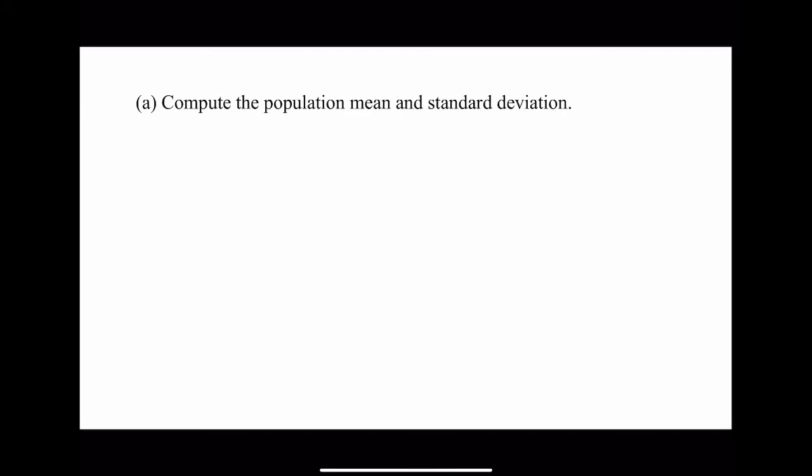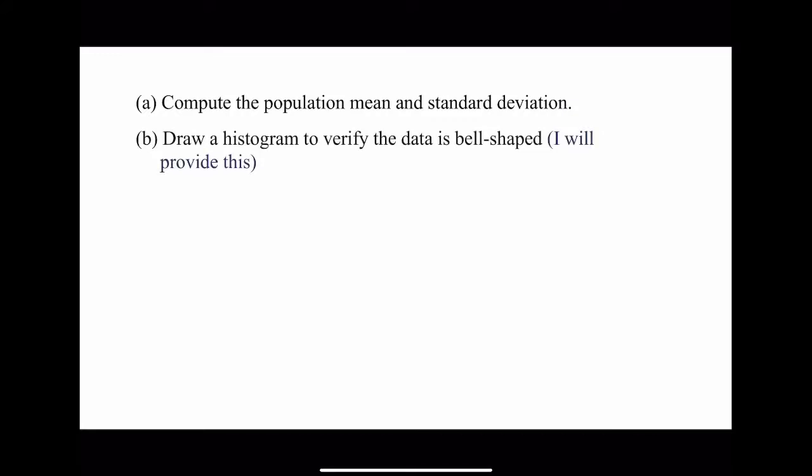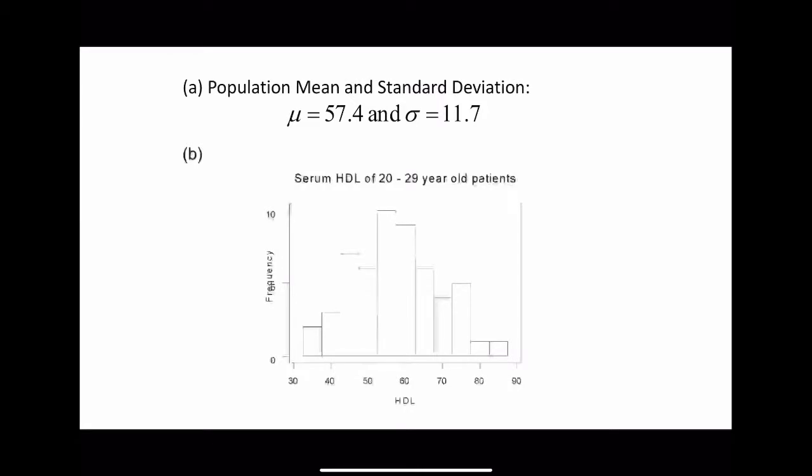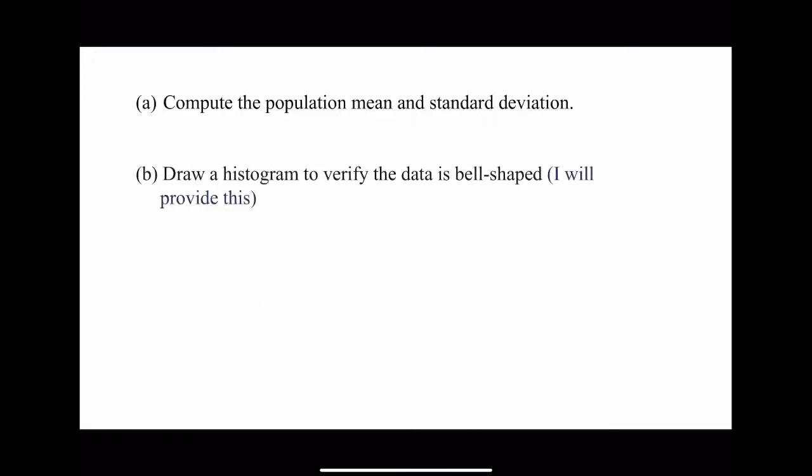So first thing you want to do, compute the population mean and the standard deviation. Second, we're going to draw a histogram to verify the data is bell-shaped. Population mean and standard deviation: 57.4 is my mean, and the standard deviation is 11.7. So here is my histogram. The importance of the histogram is that I can see that this is roughly bell-shaped. There's a slight skew, but it's not enough that I'm going to worry about it. So it is approximately bell-shaped.